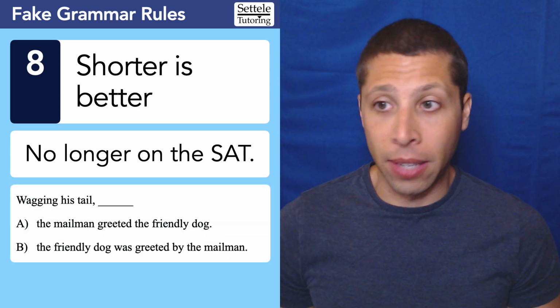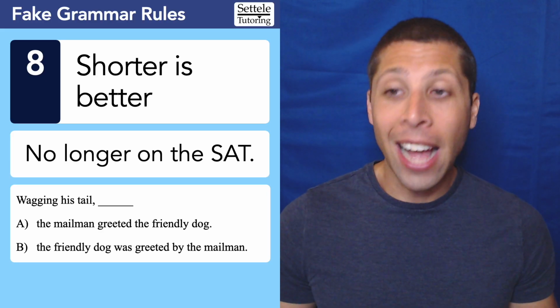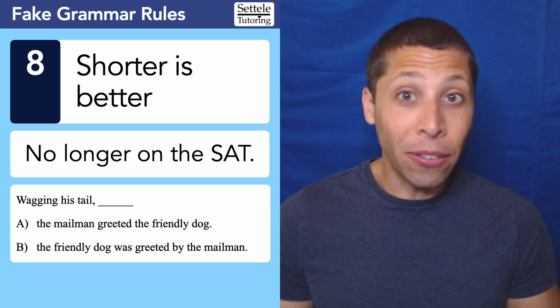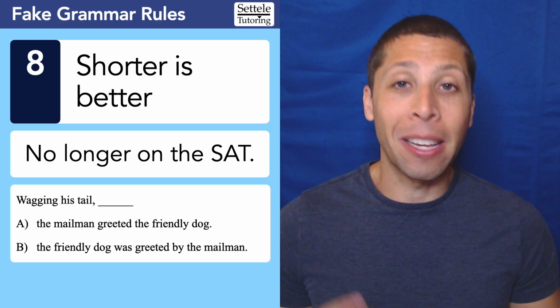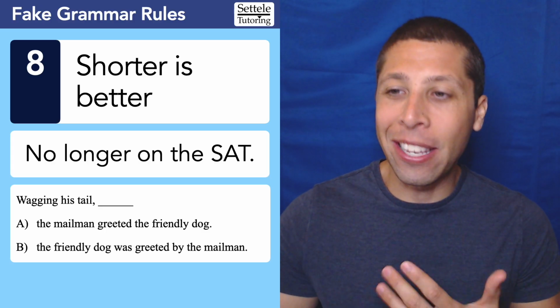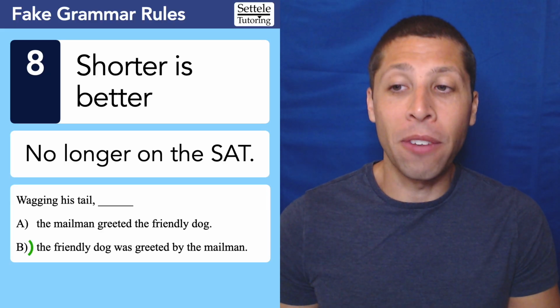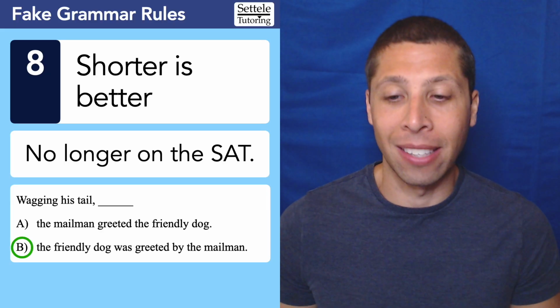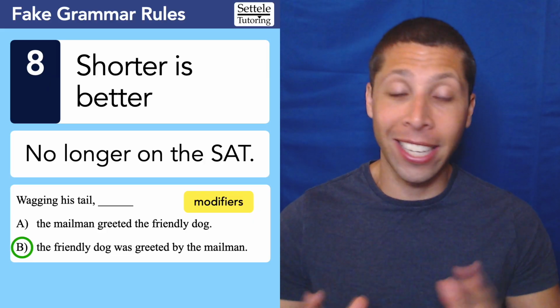Here's a great example of this. Wagging his tail, the mailman greeted the friendly dog, right? That sounds fine, and it's definitely shorter than choice B, but it is incorrect because it makes it look like the mailman is wagging his tail. Instead, we need to make sure that the friendly dog is the thing that's wagging its tail. This is basically a modifiers question. And again, I have a whole lesson dedicated to this rule.